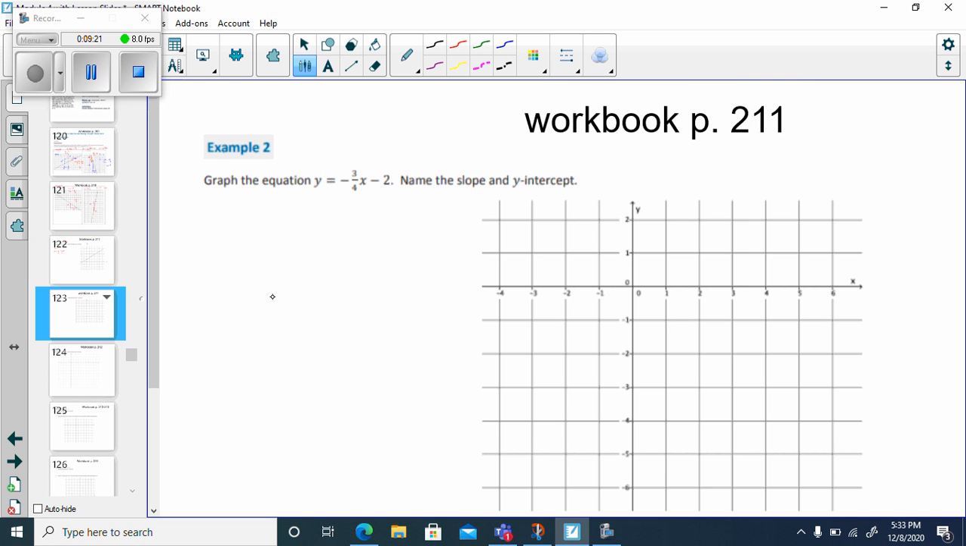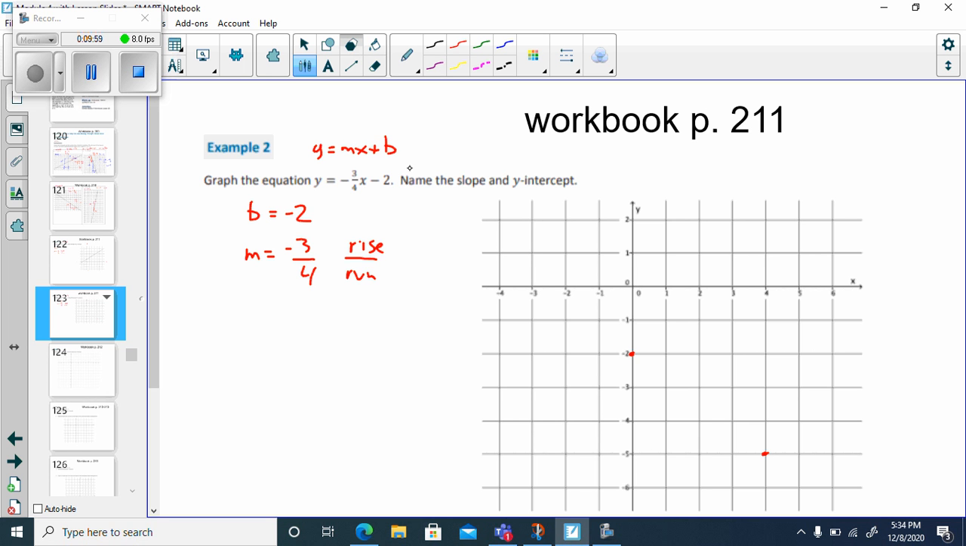On page 123, they want us to graph this one, name the slope and the y-intercept. If this is our line, y is equal to mx plus b. Our b is -2. Our m is -3/4. Okay, so on the b, we go on the y-axis, we go down to -2. And now our slope is -3/4, so we're going down 3. Remember, this is rise over run. If it is a -3, we're going down 3. Down 1, 2, 3, and then we're going to run 4. 1, 2, 3, 4. Got 2 points there.